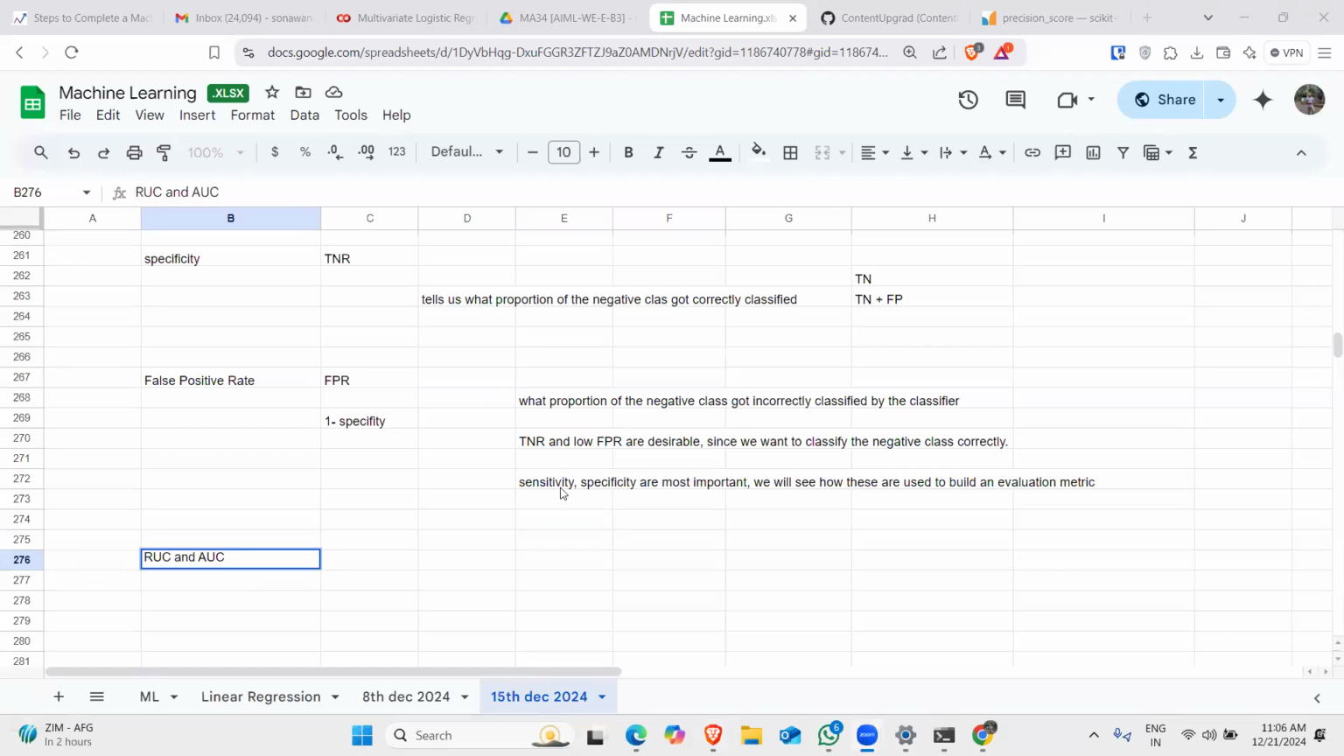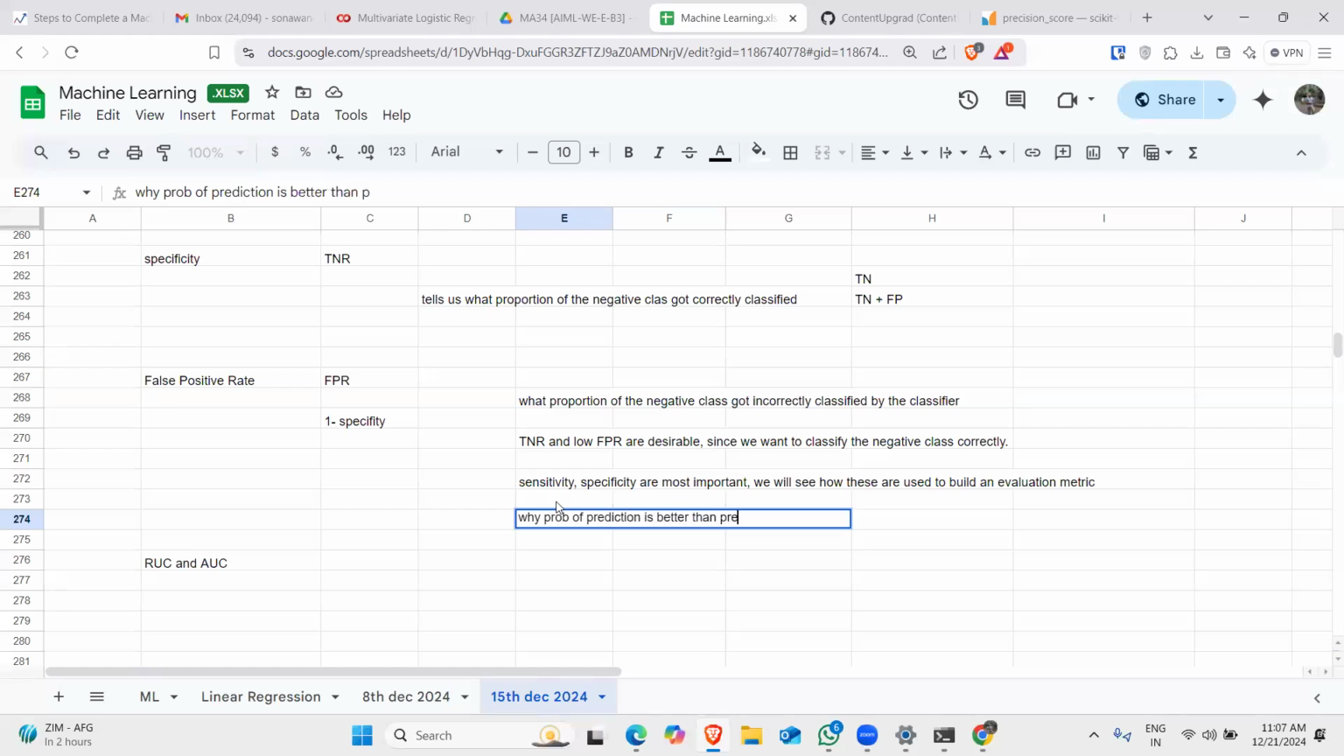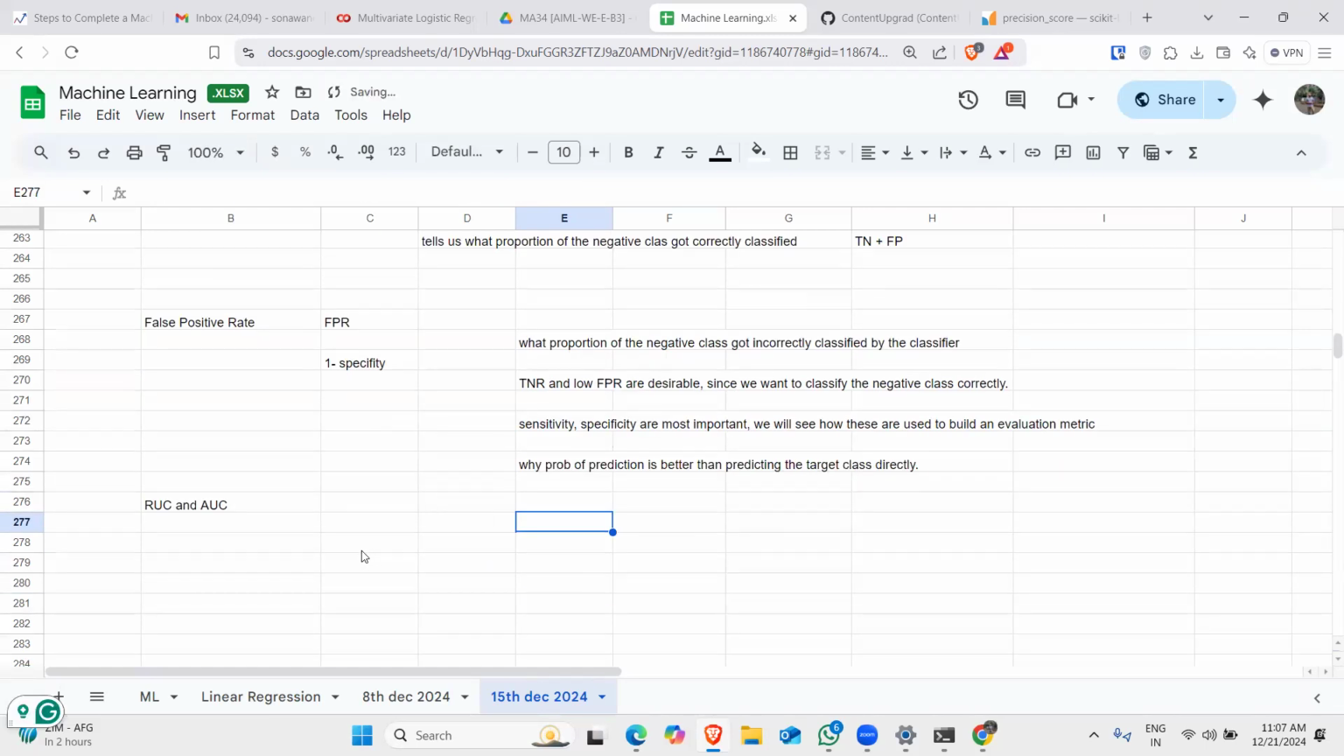So before that, it is better to understand probability. Why is the probability of prediction better than predicting the target class directly?